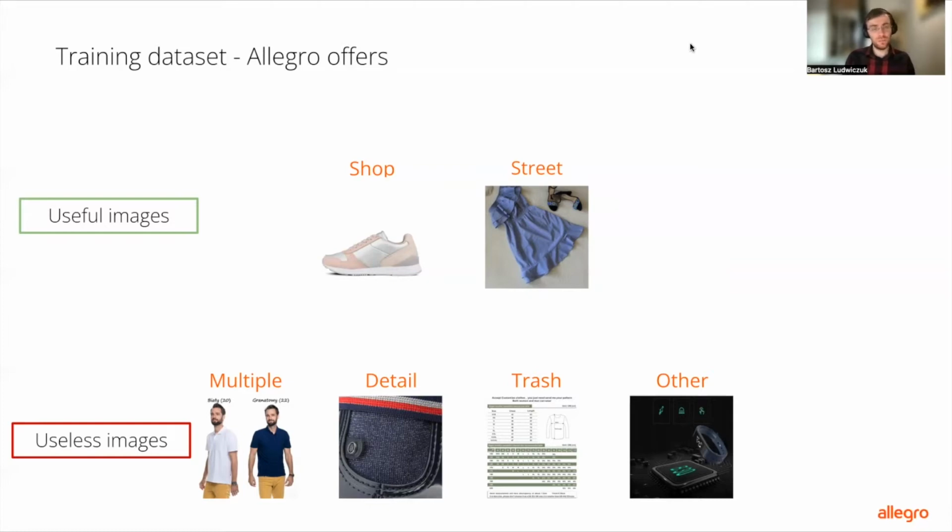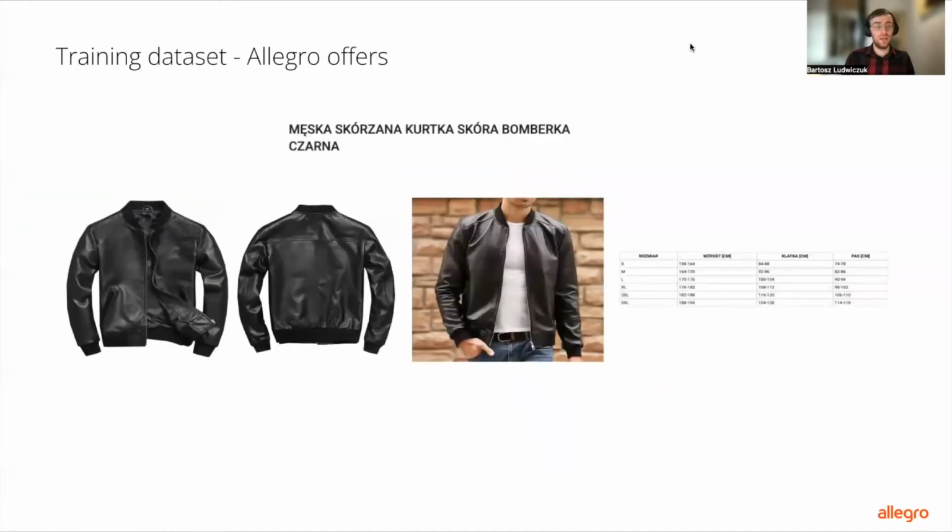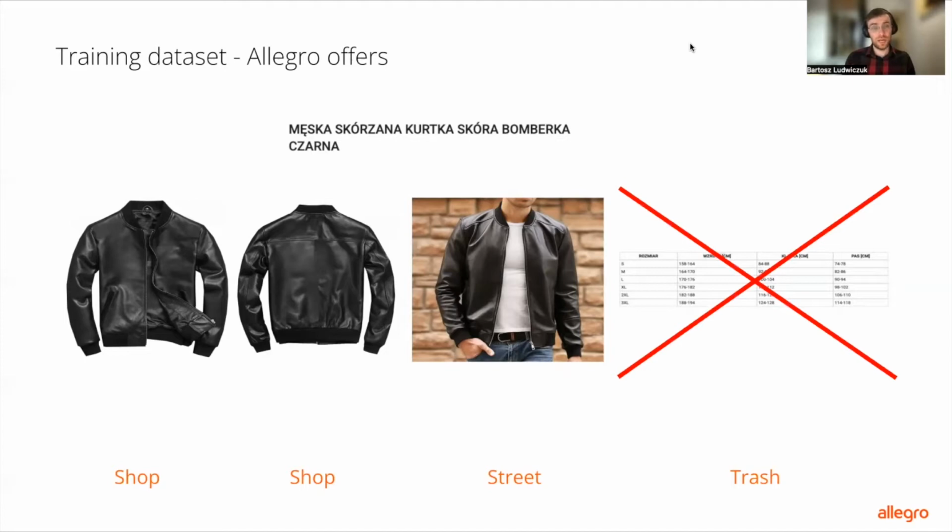For this purpose, we trained a classifier with 6 categories. Having such information, we can start the process of generating the training dataset. Our first source is Allegro offers. At the beginning, we gather all images from the selected offer. Then we run our classifier to extract the image category. And useless images are removed.